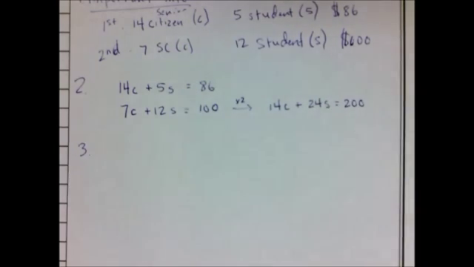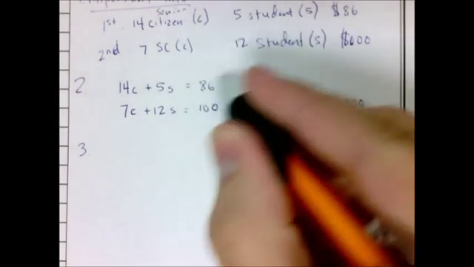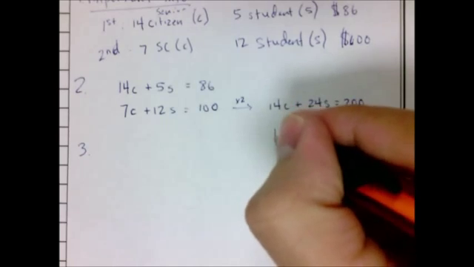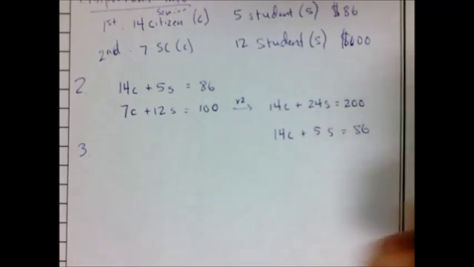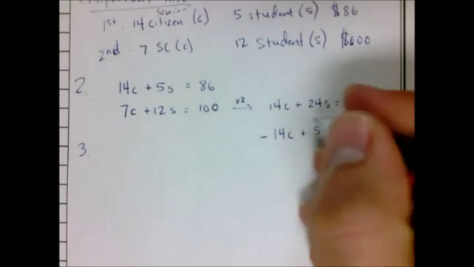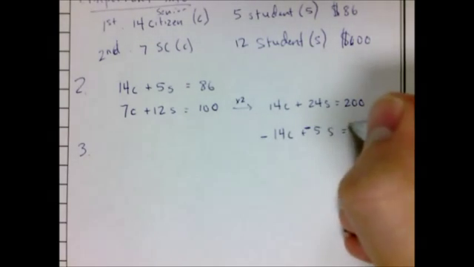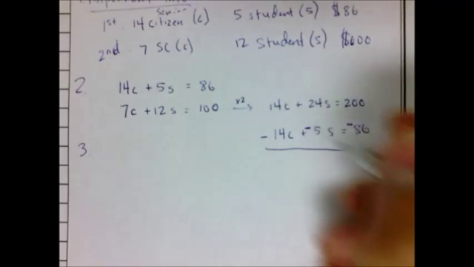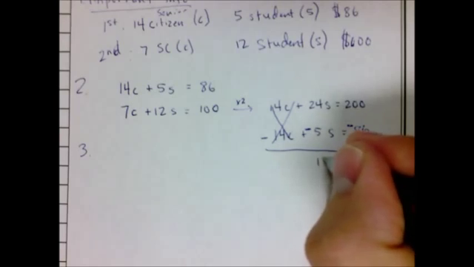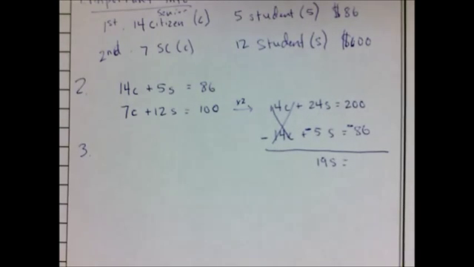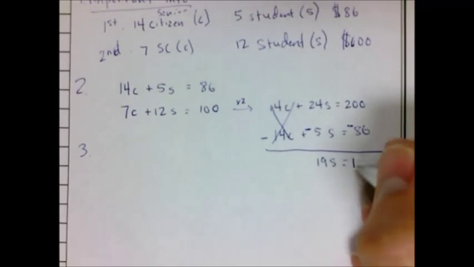Now we can subtract the two equations from each other and see what s is equal to, right? So let's do that. I'm going to write this equation now under here. That was 14c plus 5s equals 86. And we're going to subtract these. That means we're going to subtract 14c, we're going to subtract 5s, and we're going to subtract 86 to cancel our senior citizen prices out, right? And we're going to get 19s is equal to 114.